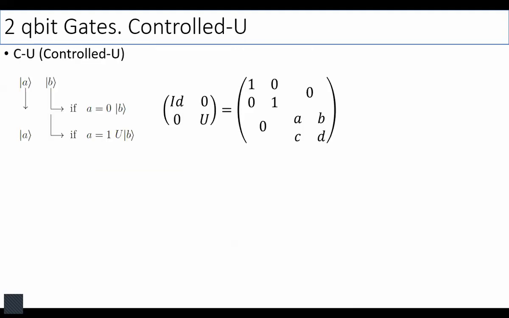There is a trivial generalization of it. So why do I use controlled NOT, why not controlled U? With the same logic, the first qubit never changes. And for the second qubit, if A was equal to 0, then do nothing. And if A was equal to 1, apply U. And in that case, its matrix would be like this.